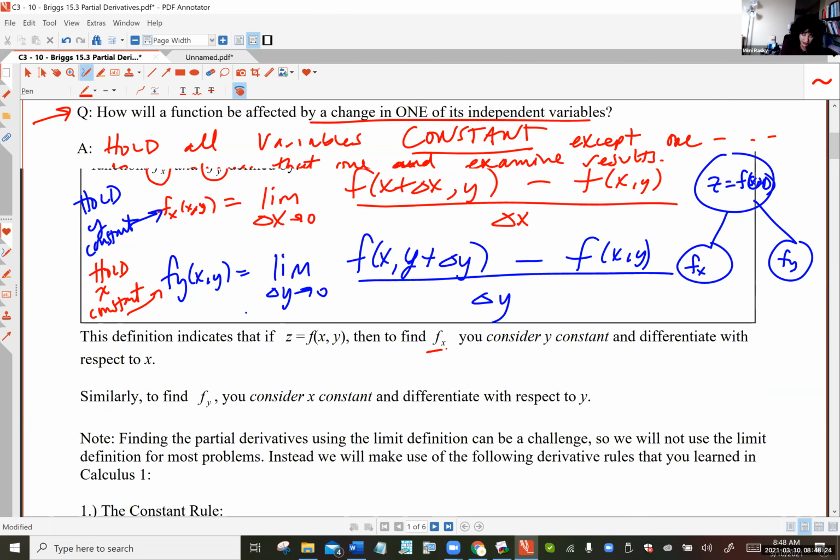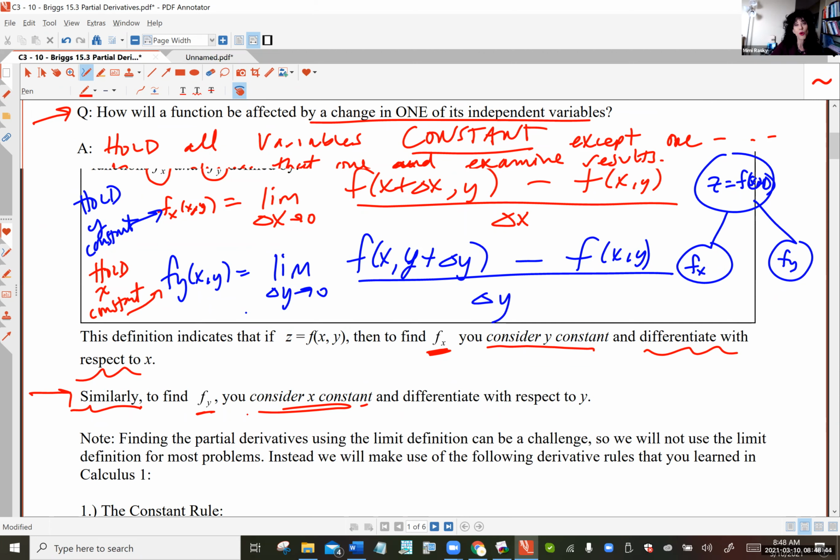So this basically says it. For fx, you consider the y constant and you differentiate with respect to x. Similarly, to find fy, you consider x constant, and you differentiate with respect to y. Now, you're not ready to do any examples yet, because I don't think you are.